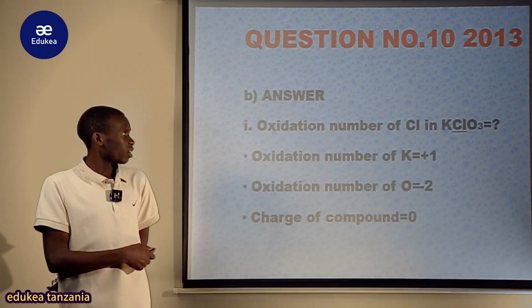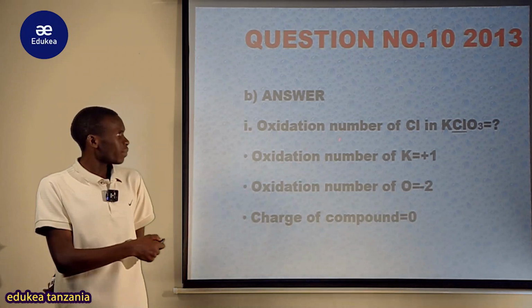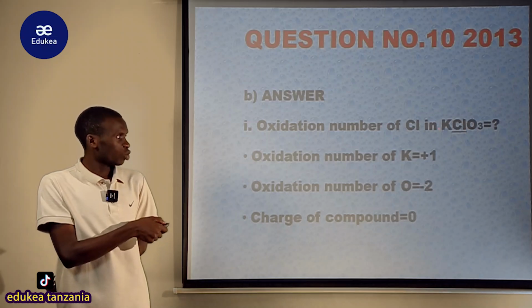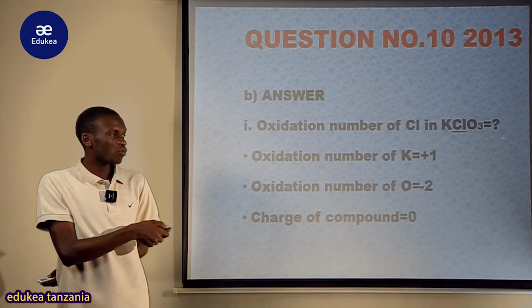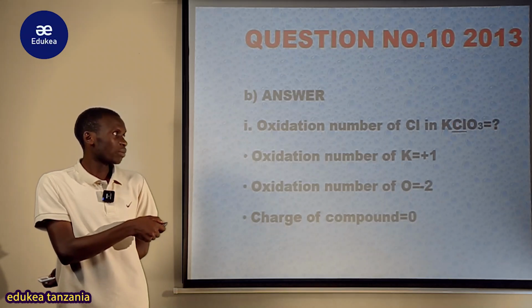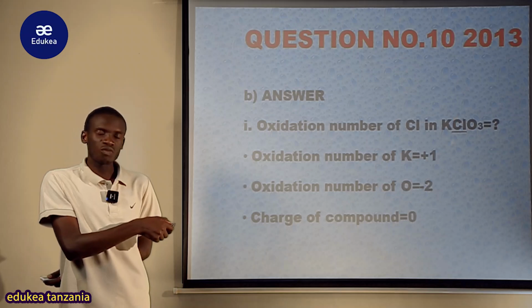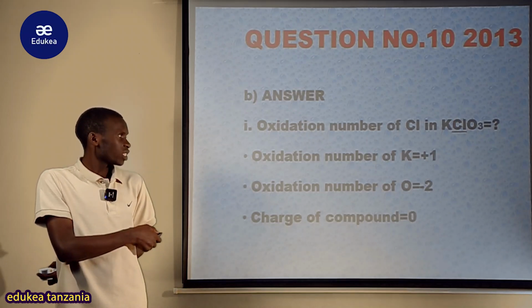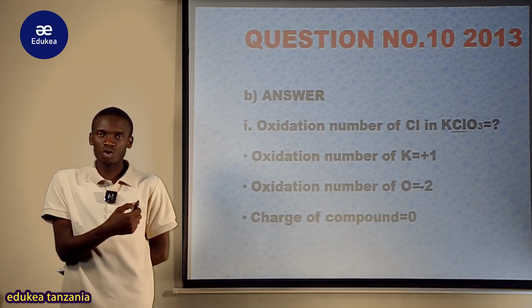Part B of the question was required to give the oxidation state, the oxidation number of chlorine in potassium chlorate. First, you have to know the oxidation number of potassium, the oxidation number of oxygen, and then you can determine the oxidation state of chlorine. Also, you can determine the charge of the compound. The oxidation number of potassium is +1.